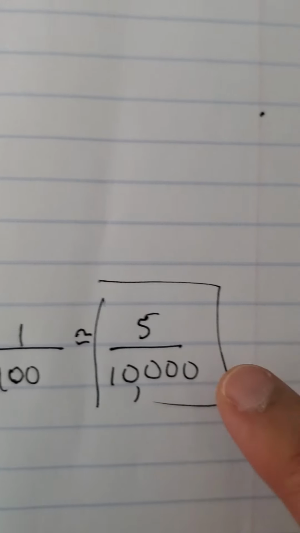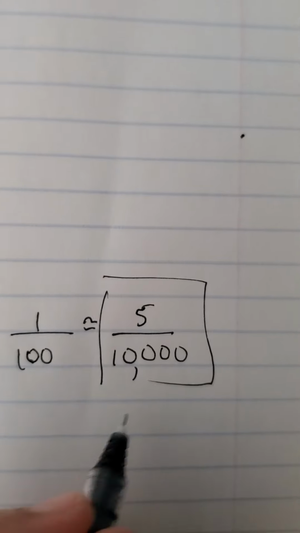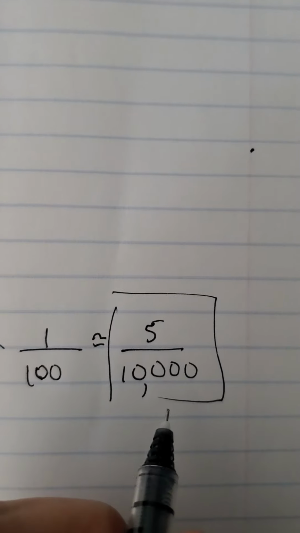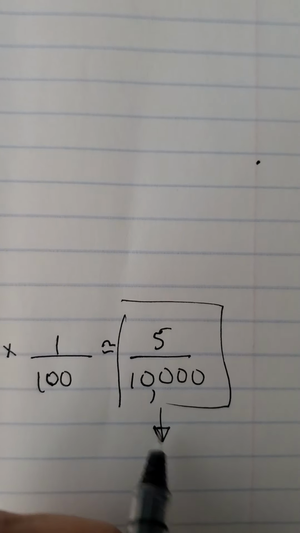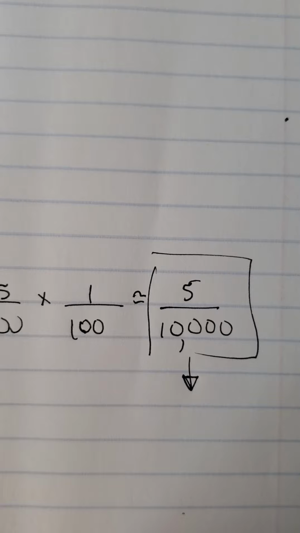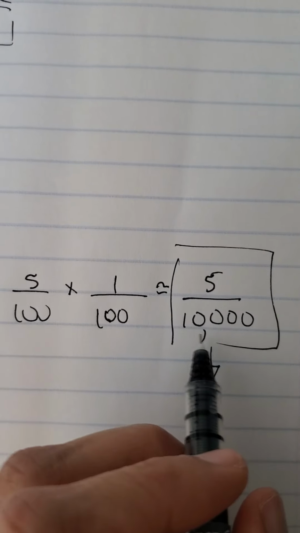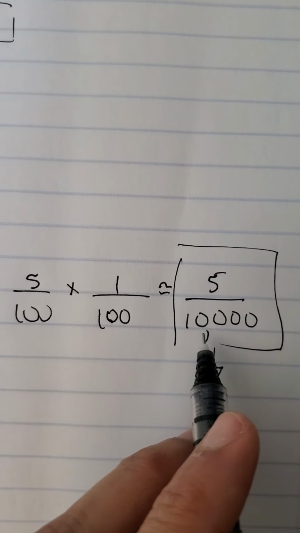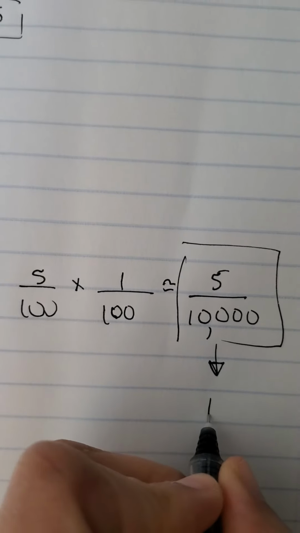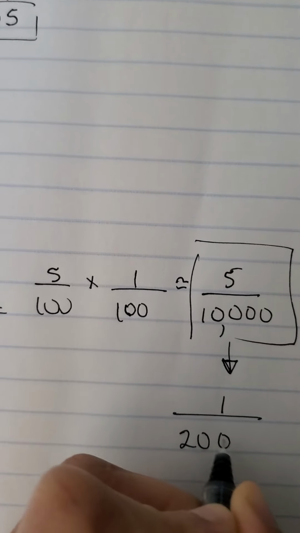Now, be careful. Is that it? Remember, this is a fraction, so we still have to follow our rule where we have to reduce into simplest form. And if we look at 5 and 10,000, they have a common factor of 5 in it. So this is actually 1 over 2,000.